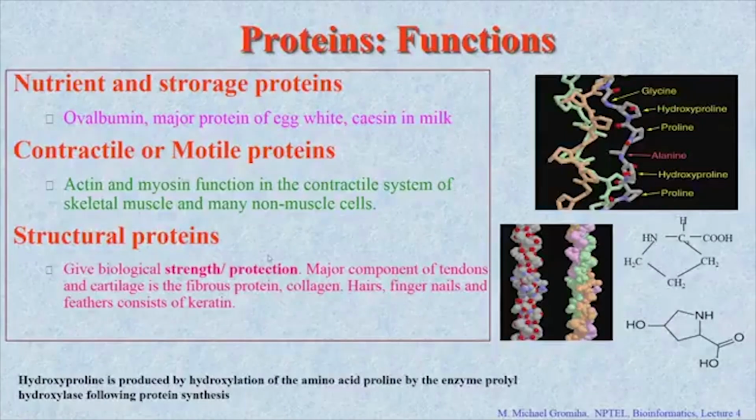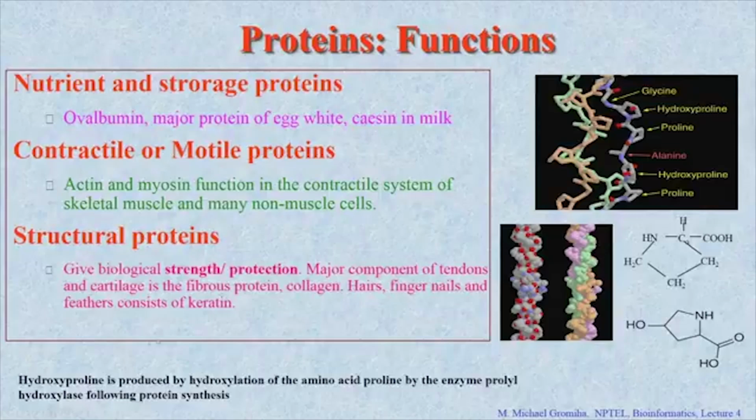Then there are different types of structurally important proteins, called contractile proteins or motile proteins, right. For example, actin and myosin, they function in the contractile system of the skeletal muscle. Then structural proteins, which give strength and protection. For example, keratin, and the fibrous protein collagen, right.